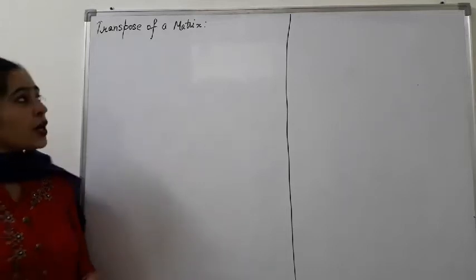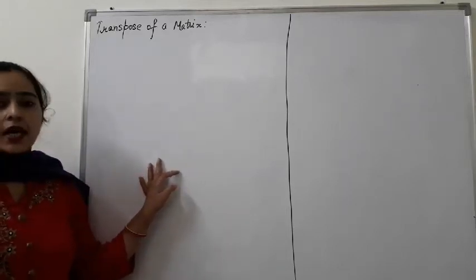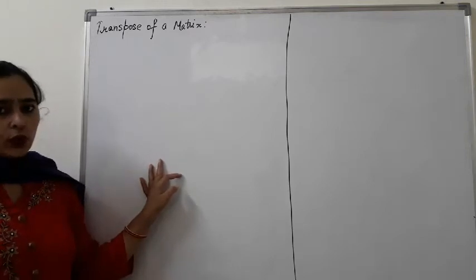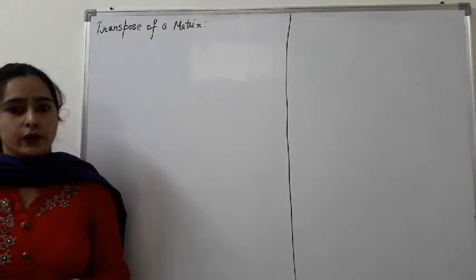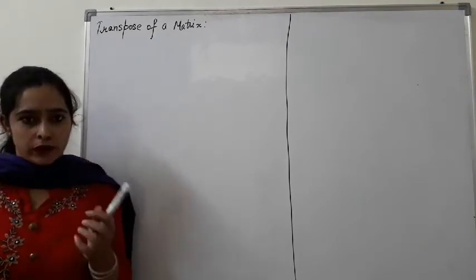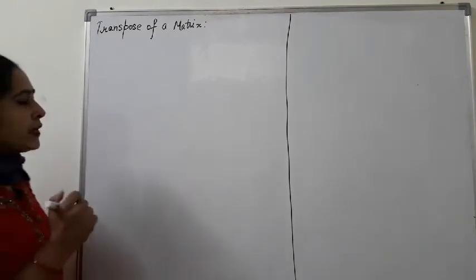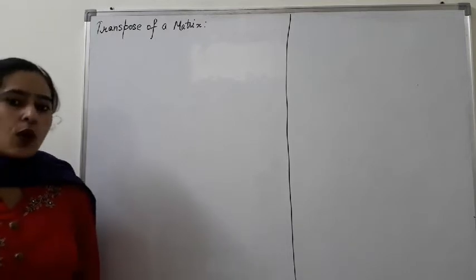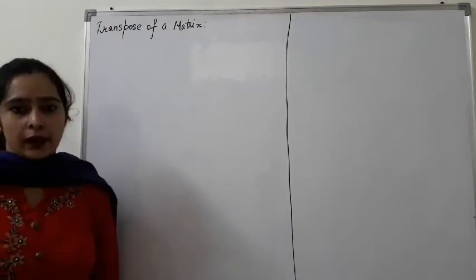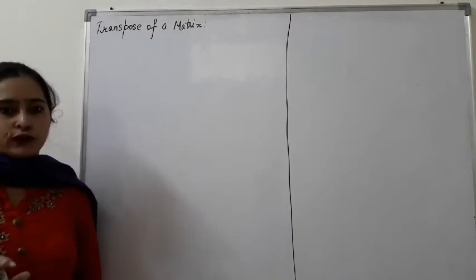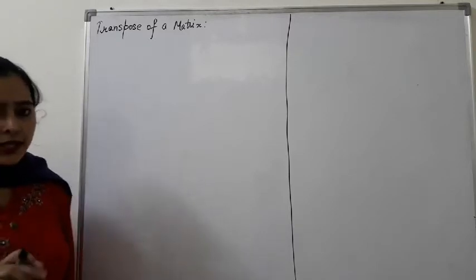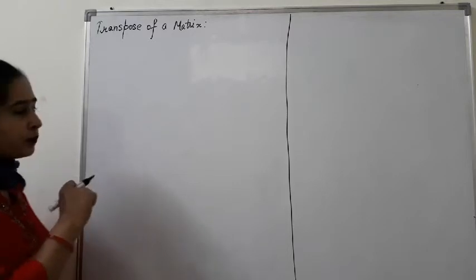Hello students, today we shall discuss some new concepts on matrices. First is transpose of a matrix. What is a transpose of a matrix? If we interchange the rows to columns and columns to rows, the obtained matrix is the transpose of the given matrix. Let us discuss this with an example.